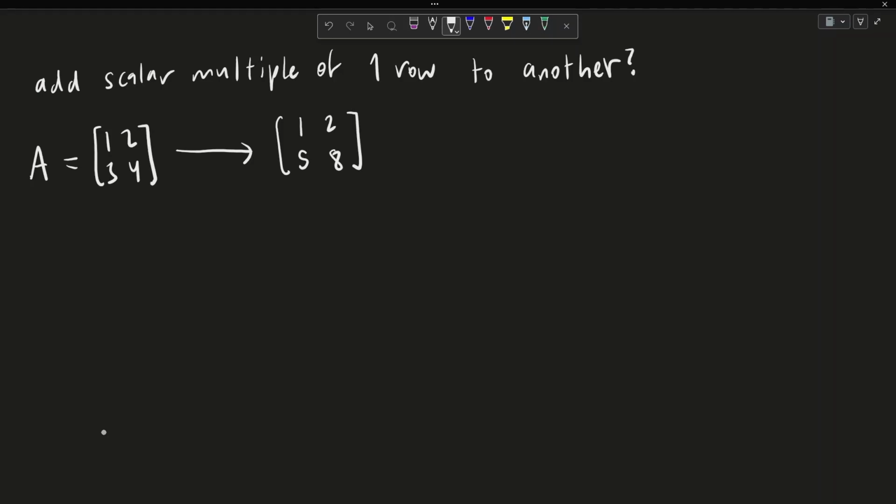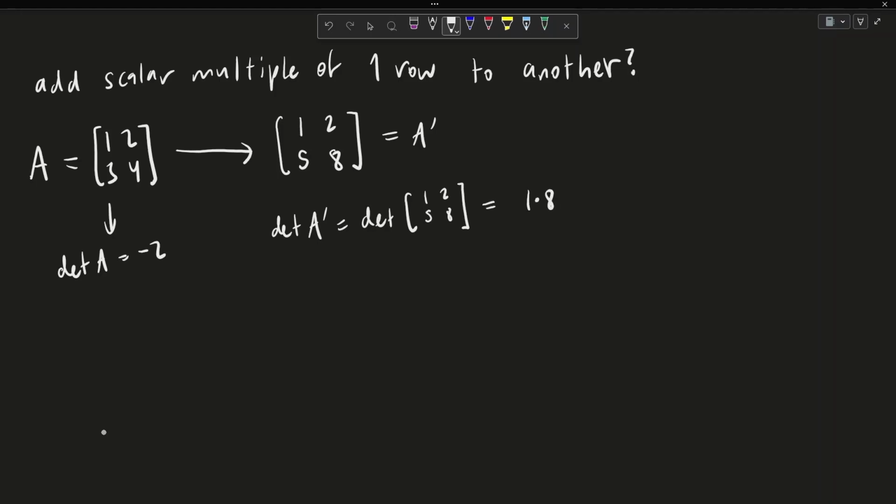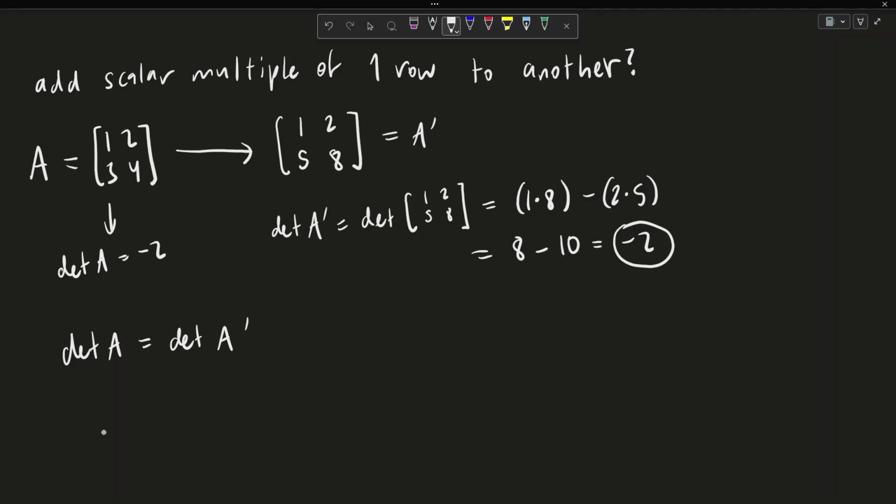Now this may seem a bit unintuitive, but let's show it with this example. So we know that the determinant of A is negative 2. If this is A prime, we show that the determinant of A prime, which is equal to the determinant of 1, 2, 5, 8, is equal to 1 times 8 minus 2 times 5. This is equal to 8 minus 10, which is negative 2. So as you can see, the determinant of A equals the determinant of A prime.